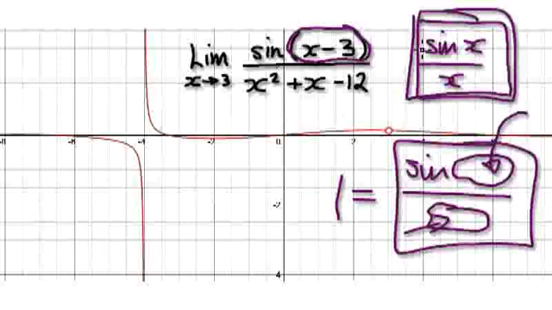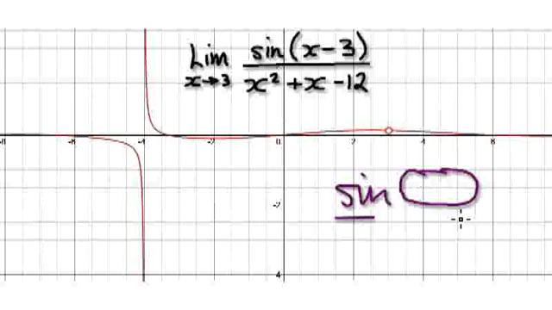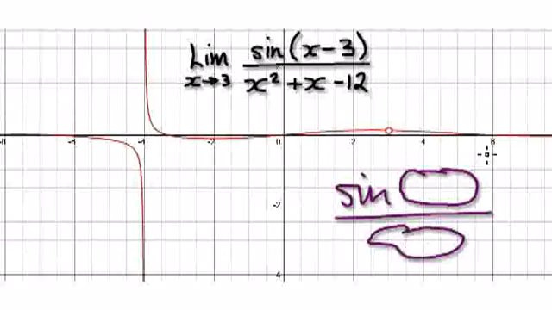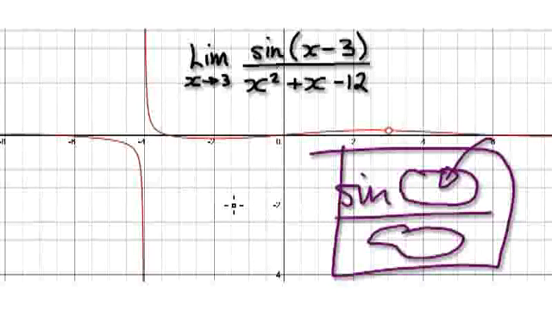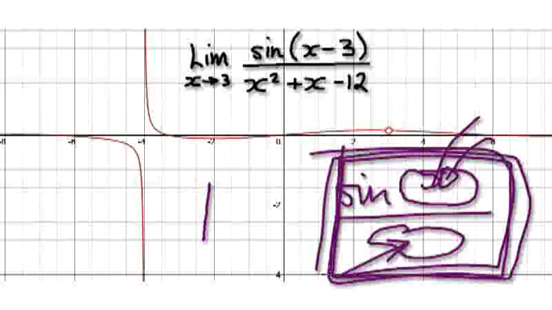And why? Well, we've done several videos on this. We are now at a stage where you just have to accept that sine of a bubble over another bubble, as this bubble approaches 0, the whole thing becomes 1. The limit will be 1, as the bubble heads towards 0. We are at a stage where you have to accept this now. We've done several videos on this.